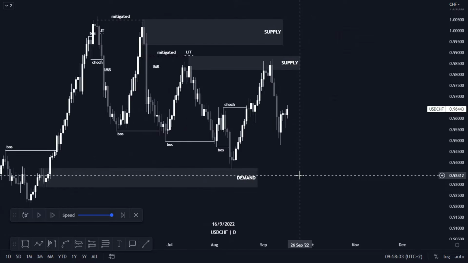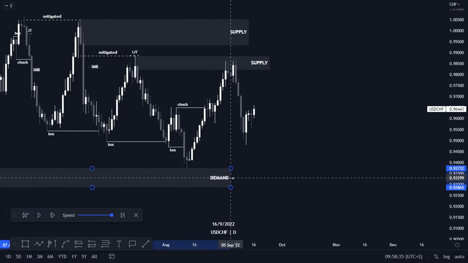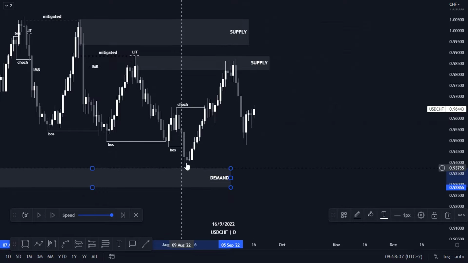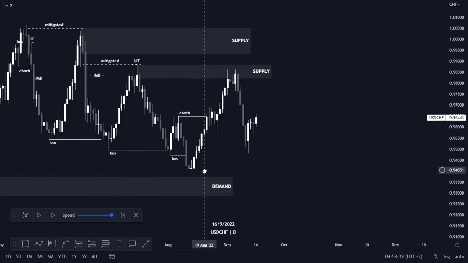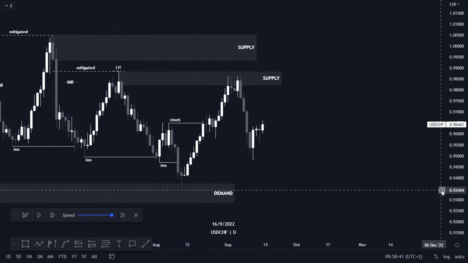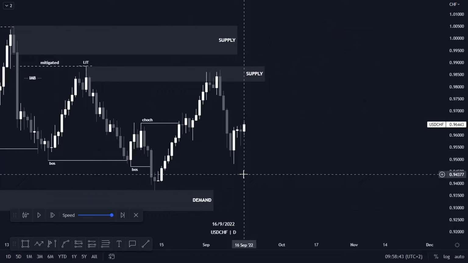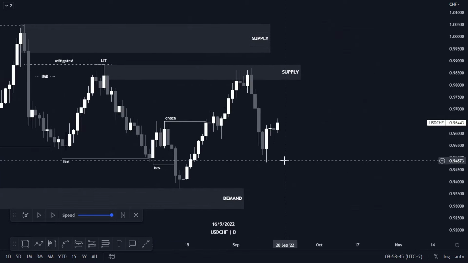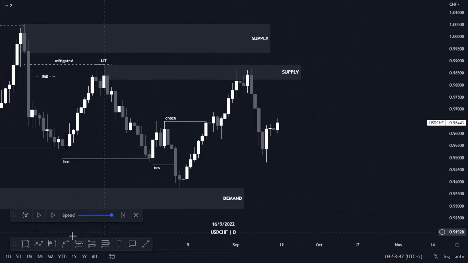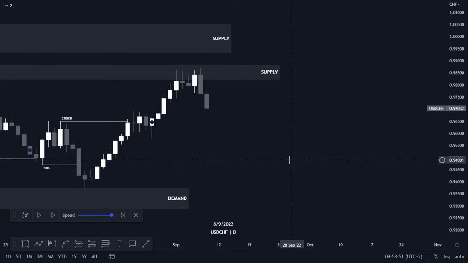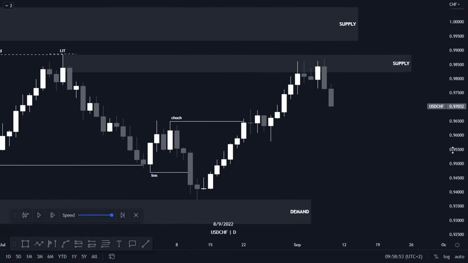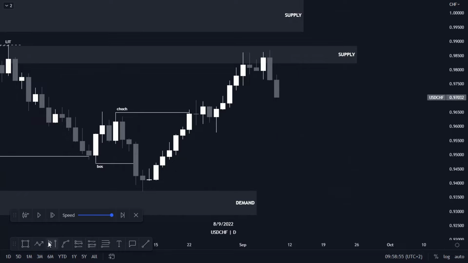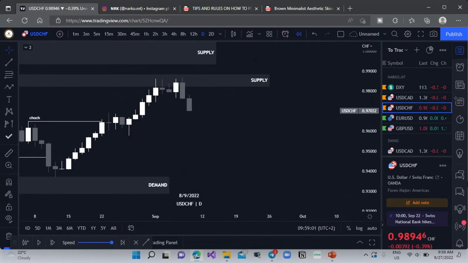Okay, so now we can see that price has tapped into our demand area here. So now we'll be looking for buying opportunities since we're overall bullish. So how are we going to go about that? Okay, let's just replay price here. So I'm going to use my fib level here at this area. Where is my fib level? Oh, I need to go fetch it.